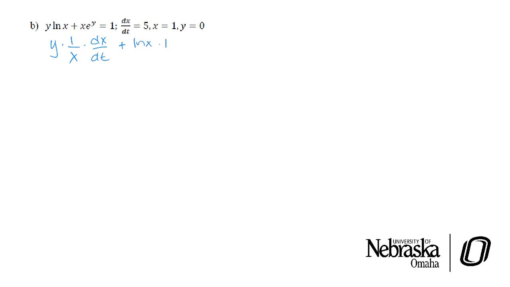The derivative of y is just 1, but we would include dy/dt. And then the same thing for our other terms. So then we would have x times e to the y. So the derivative of, or first term times derivative of the second: the derivative of e to the y is just e to the y, but we do include dy/dt.